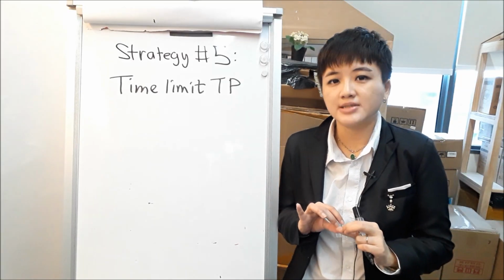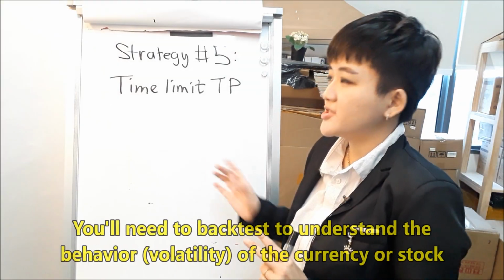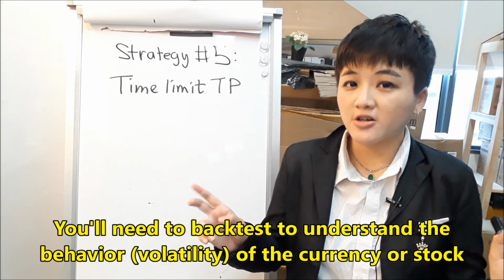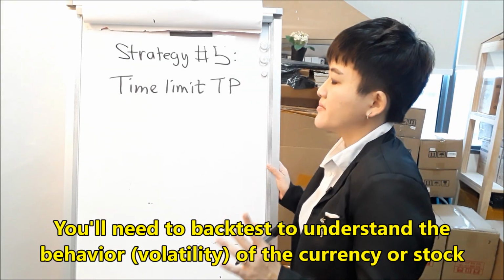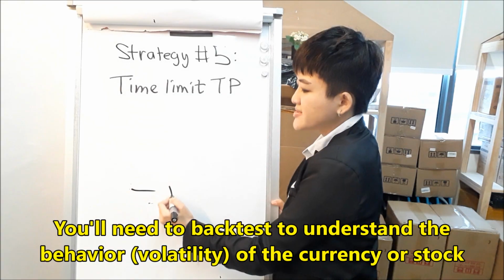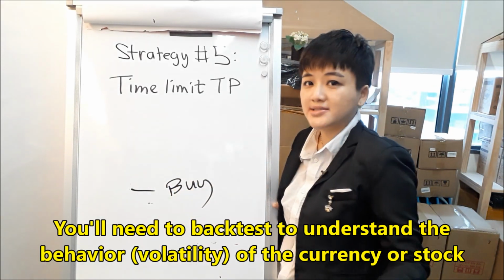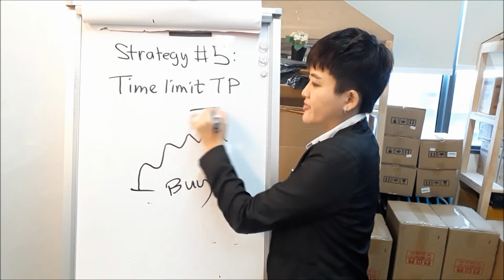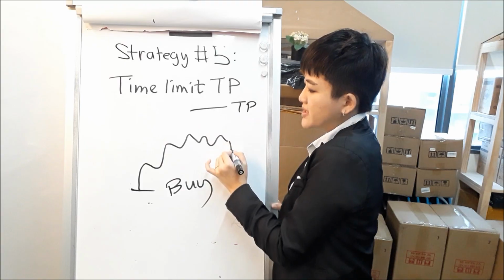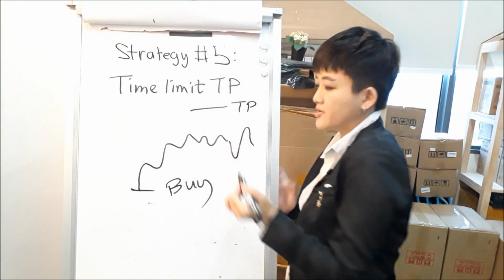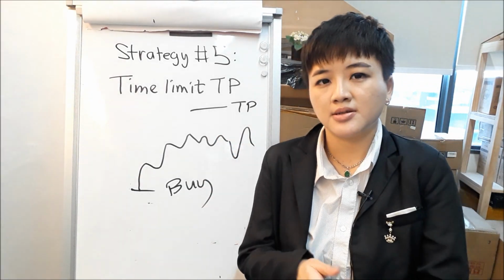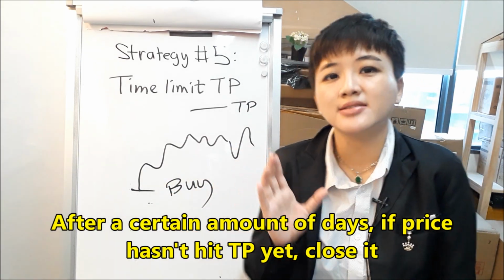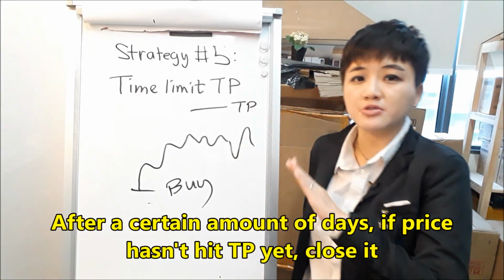The next TP strategy is a time limit TP strategy. For this strategy, you need to backtest a little bit. You need to understand the behavior of the stock or currency that you're trading. Certain traders, let's say they bought 3 days ago, and after 3 days the price is still hovering sideways, going down a little bit, then going up a little bit, then back down. So 3 days has passed. Some traders will know that after a certain number of days, if the price doesn't hit my TP target, I'm going to close it.